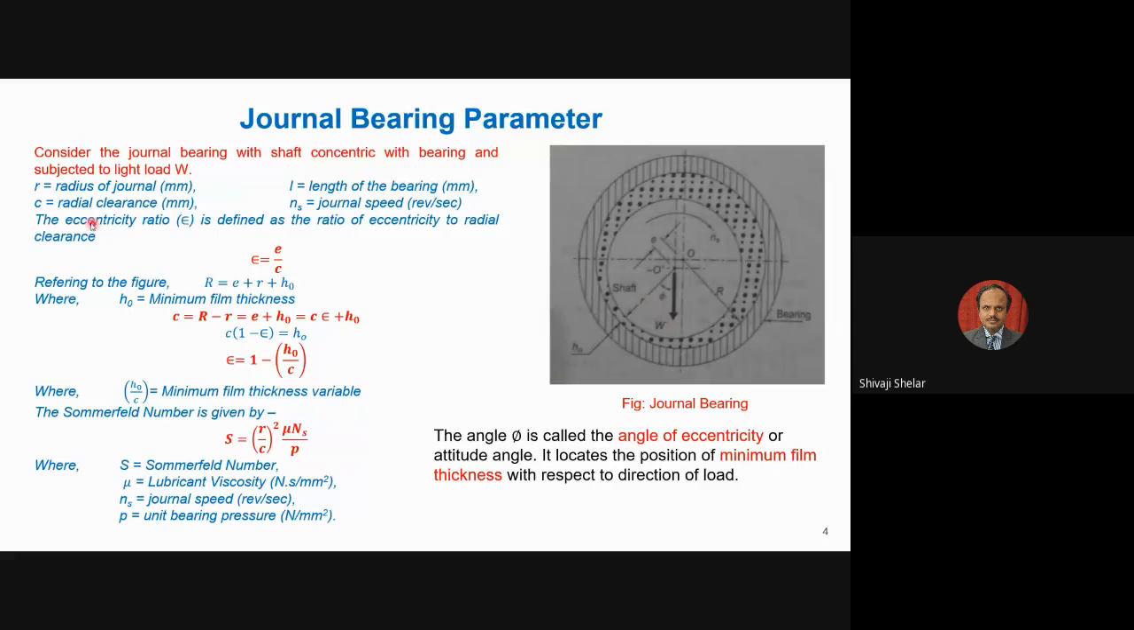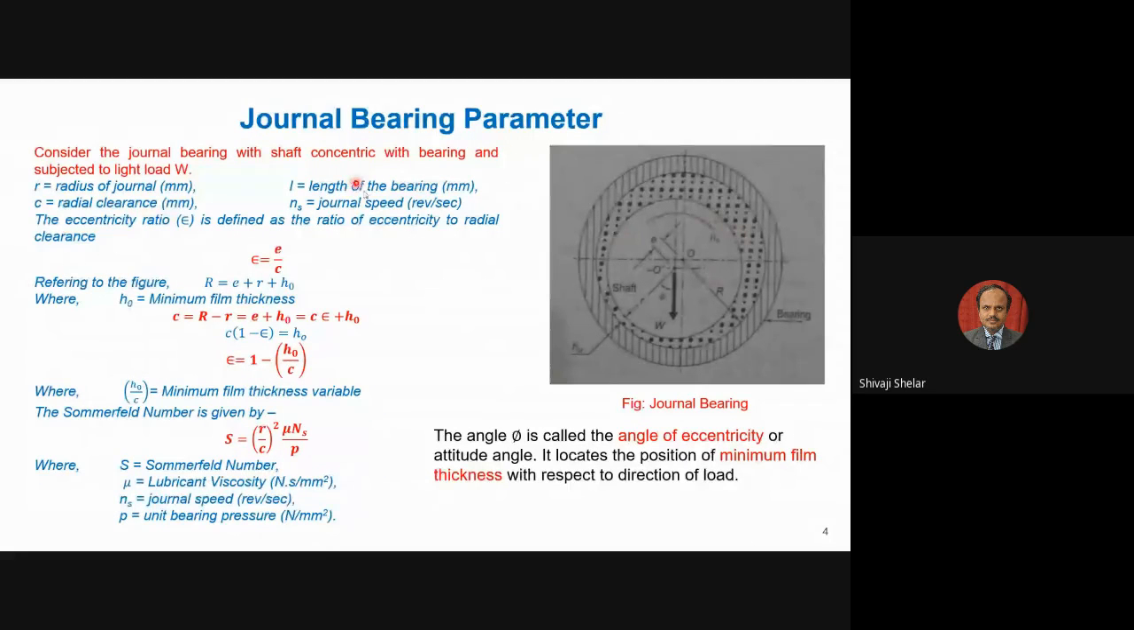Then we have radial clearance. If you take this O dash at the center point, then there is an equal clearance around the journal surface. That clearance is called the radial clearance. So if you take the radius of your bearing as capital R and the radius of your shaft as small r, the difference between capital R and small r is called the radial clearance, small c.